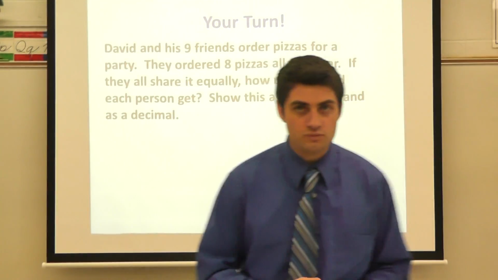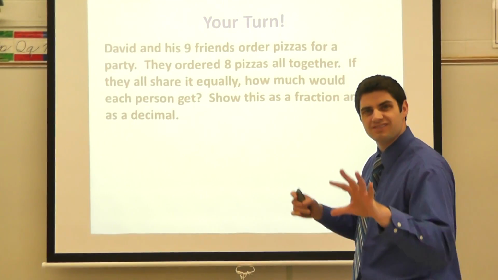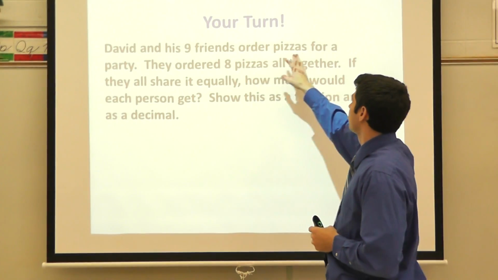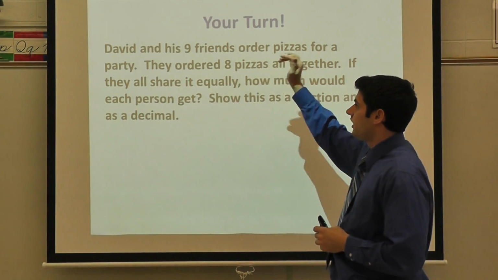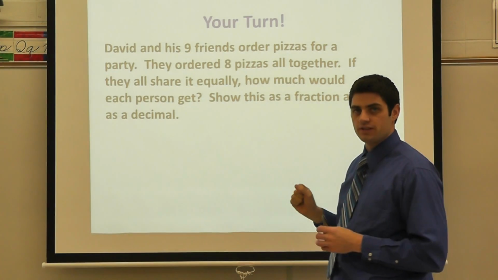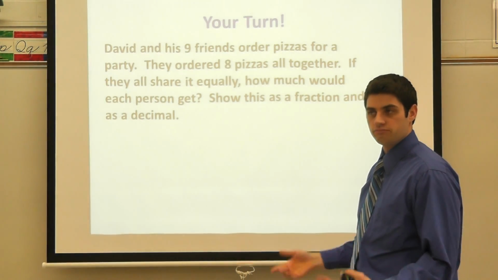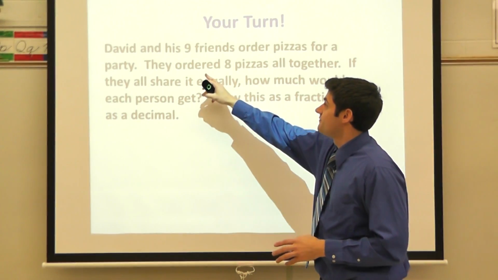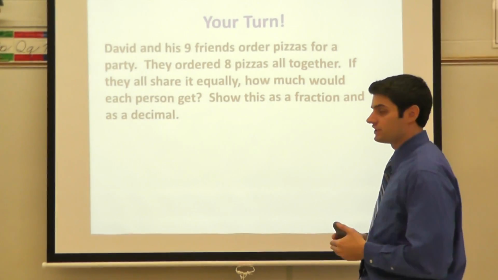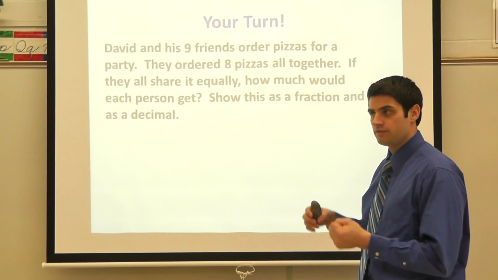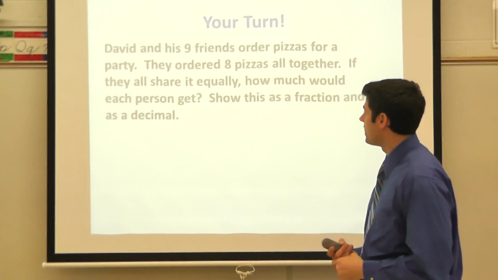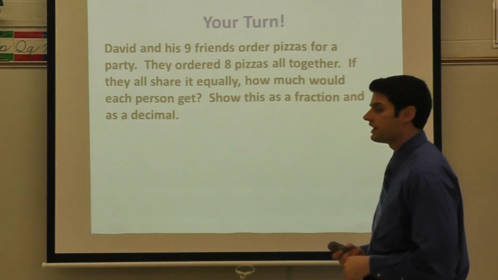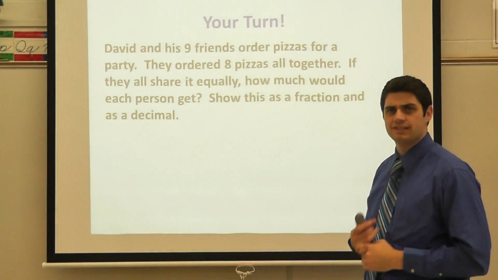All right. When taking a look at this problem, let's decipher it again like a little mystery. David and his 9 friends order pizza for a party. Well, if there's David and he has 9 friends, there's 10 friends total. Maybe we'd be lucky enough to be one of his friends. Then they ordered 8 pizzas altogether. So there's 10 friends. There's 8 pizzas. I got that part down. It says if they share it equally, how much would each person get? And I have to show that as a fraction and as a decimal.